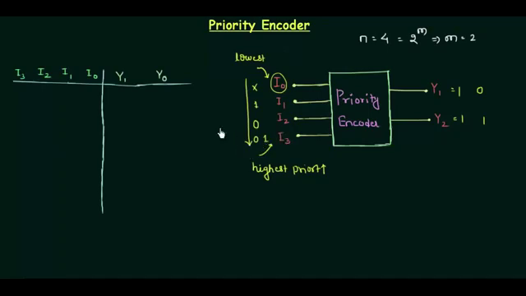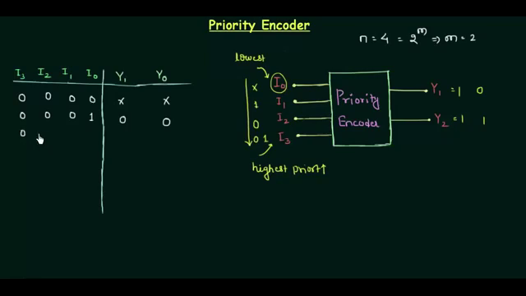So let's quickly move to the truth table, and once we are done with our truth table, this will be much clearer to you. Let's start with our first case. When all the 4 inputs are 0, then the outputs will be simply don't care. When I3 is 0, I2 is 0, I1 is 0 and I0 is 1, then Y1 is 0, Y0 is 0. Very simple.